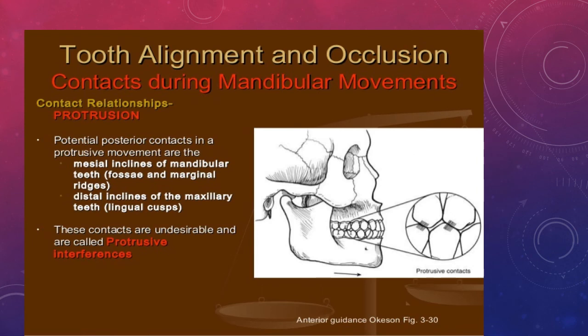Tooth contacts during mandibular movements, contact relationships in protrusion. Potential posterior contacts in a protrusive movement are the mesial inclines of mandibular teeth and the distal inclines of the maxillary teeth. These contacts are undesirable and are called protrusive interference.